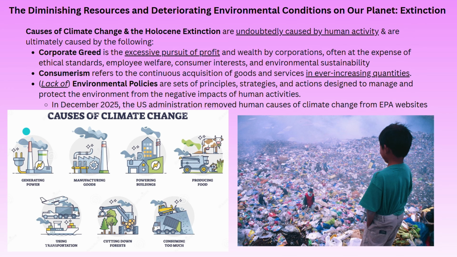As of December 2025, the US administration removed human causes of climate change from the EPA website. What's the EPA? The Environmental Protection Agency. And if that doesn't say anything about how the state of the US current affairs is, I don't know what else will. The Environmental Protection Agency is saying that humans are no longer the cause of climate change. Through this video today, I hope you understand that humans are directly the cause of climate change. And in this picture here, I just want to show you the cause.